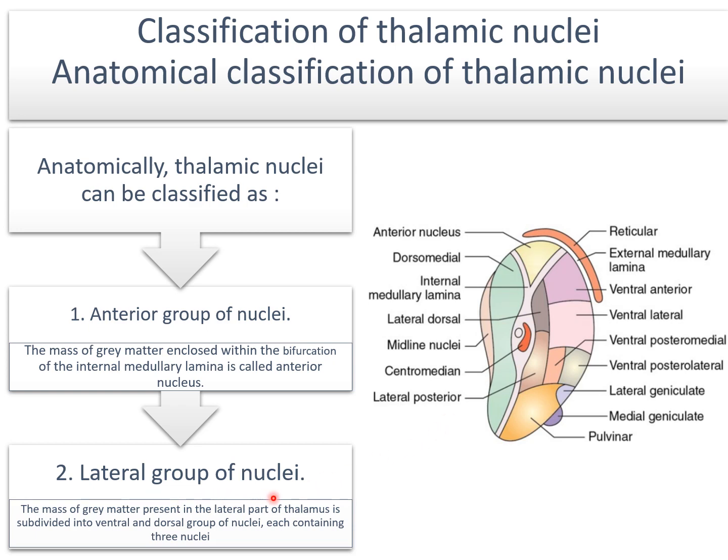Then the lateral group of nuclei. The mass of grey matter present in the lateral part of the thalamus is subdivided into ventral and dorsal groups of nuclei, each containing three nuclei. So this one is the ventral group and this one is the dorsal.